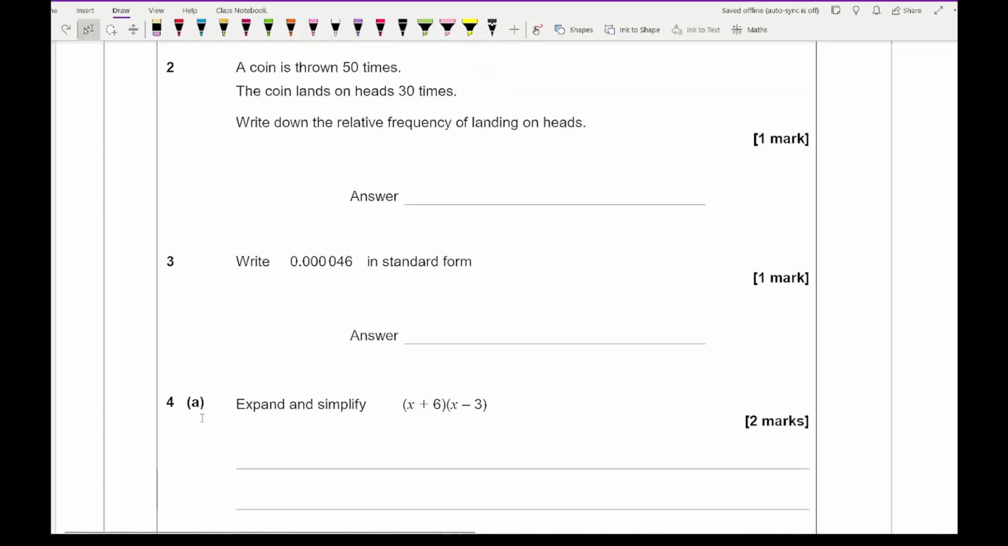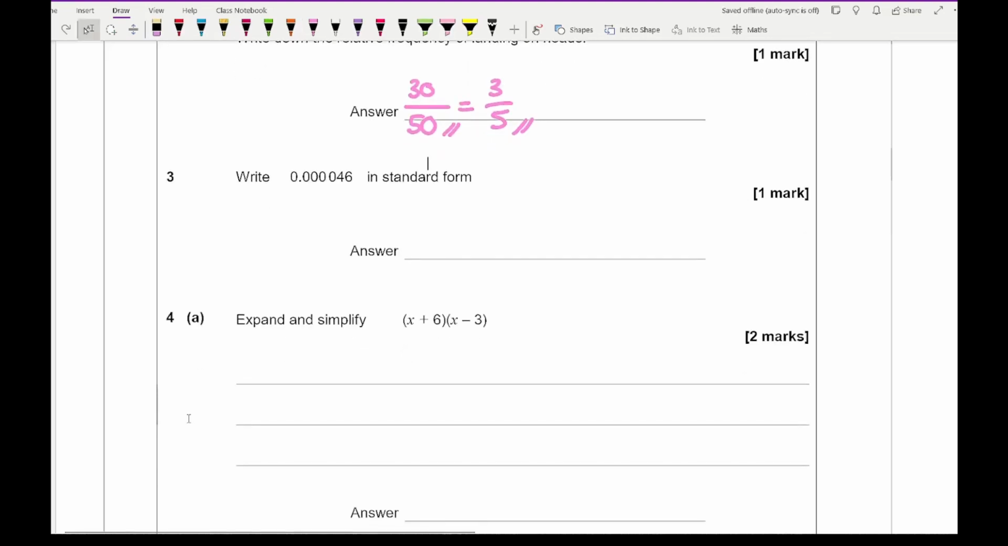Moving on to question 2, it says that a coin is thrown 50 times, it lands on a head 30 times. Write down the relative frequency of landing on a head. Now with relative frequency it's all about experimental probability based on trials I've actually done. So it's going to be 30 over the total number of times, which is 50, and we can simplify that fraction. So it's 3 over 5, which is the correct answer. Although it doesn't say for us to simplify our answer, they would accept any of those two fractions. Also, they may even accept 0.6 if you convert it as a decimal, but I personally would have left it as a fraction.